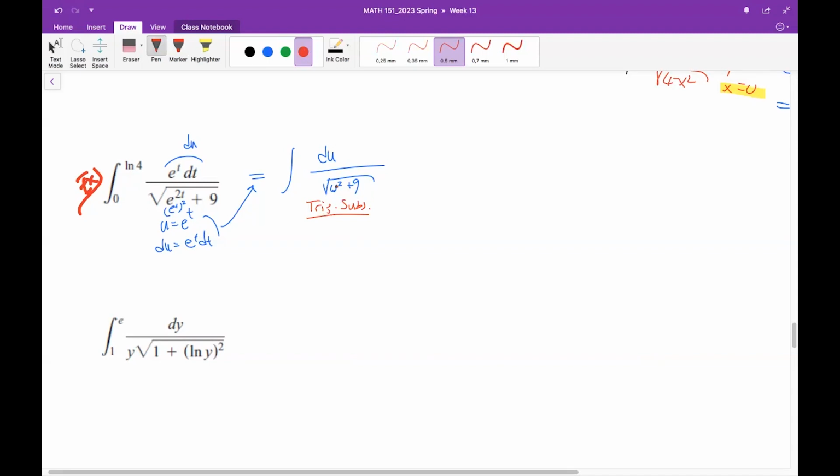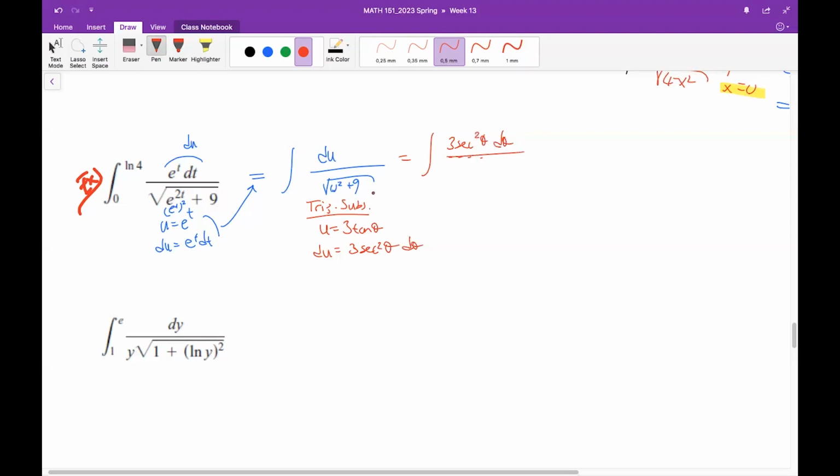This fits the structure x squared plus a squared. So instead of x, we have u, and a is 3: u equals 3 tangent theta. After applying that, you will handle the question, okay? I leave this part to you. And du is 3 times secant squared theta d theta. Okay, let's keep doing that. So 3 secant squared theta d theta, and this is what?